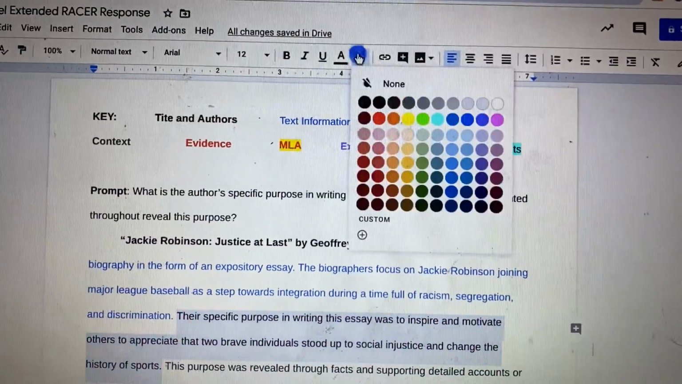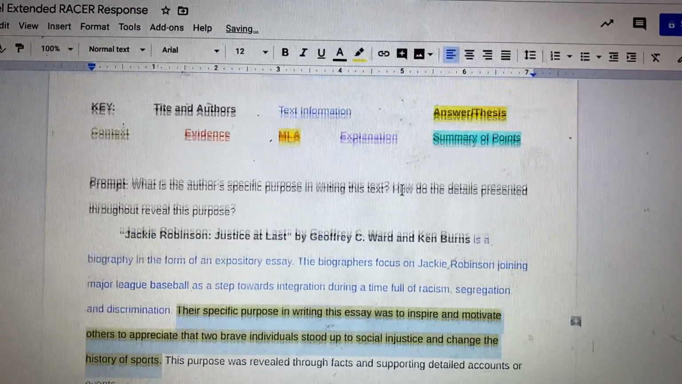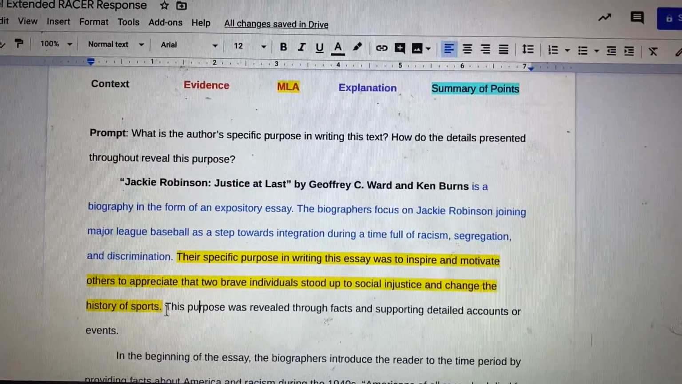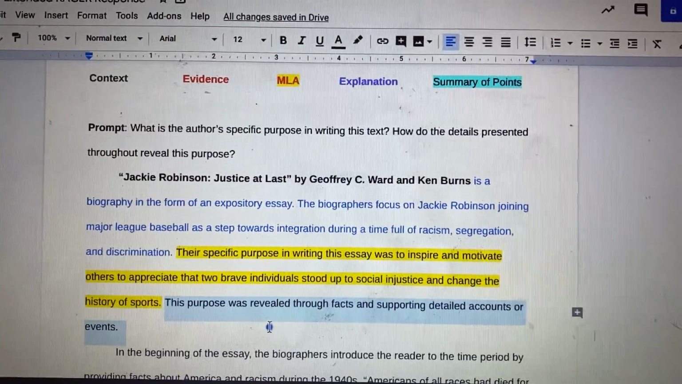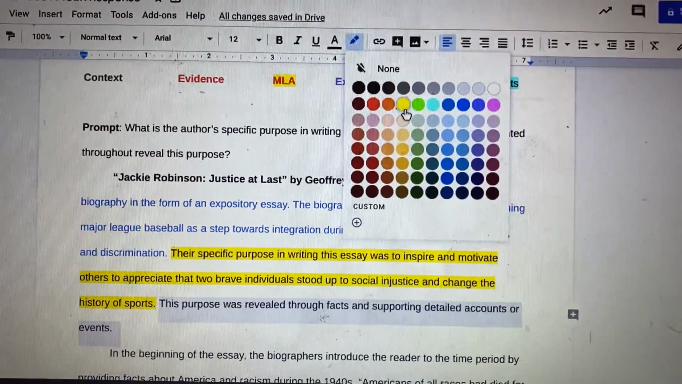This is the highlight button right here. And I'm going to highlight that in yellow. Now, I had to break my thesis up into 2 sentences here for it to flow correctly. Remember, we've been doing a lot with 3-pronged thesis statements, but you don't necessarily need 3 prongs for a thesis.